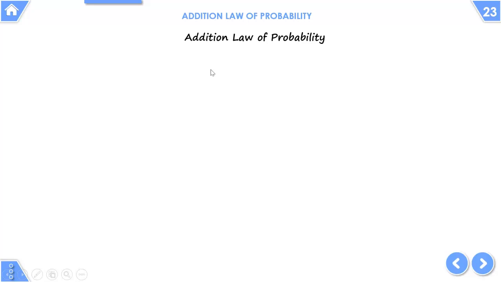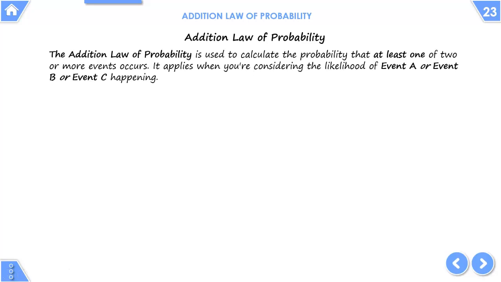Now, the addition law of probability is used to calculate the probability that at least one of two or more events occurs. At least means greater than or equal to, right? So at least means one or two events are happening. It applies when you are considering the likelihood of event A or event B or event C happening, or them happening together.